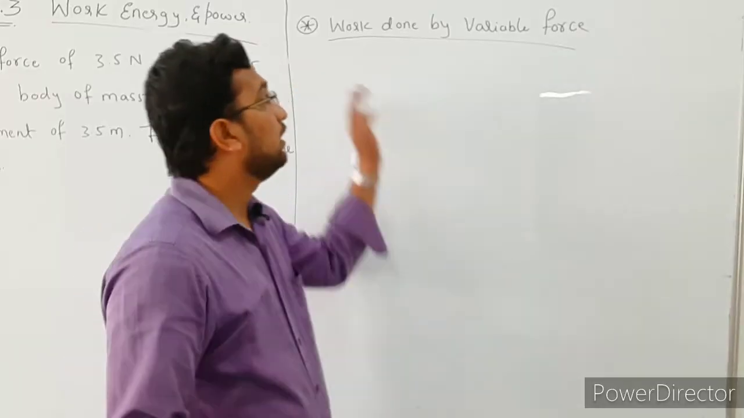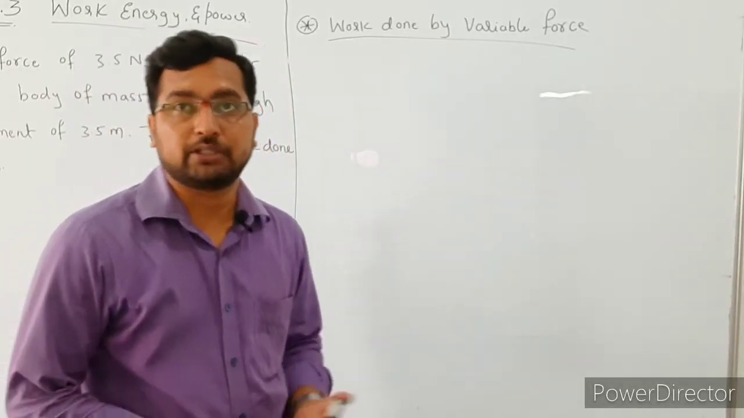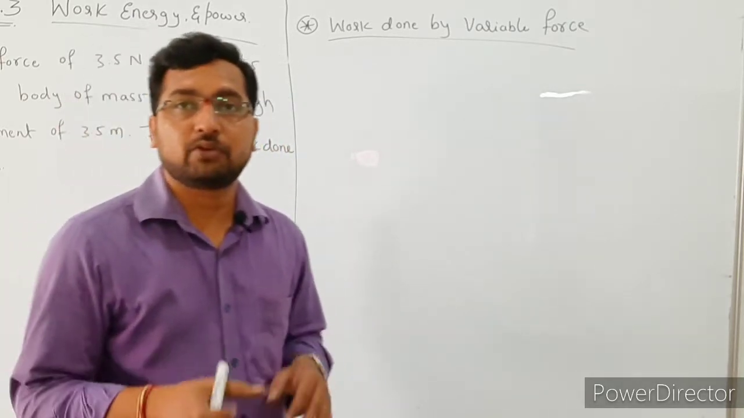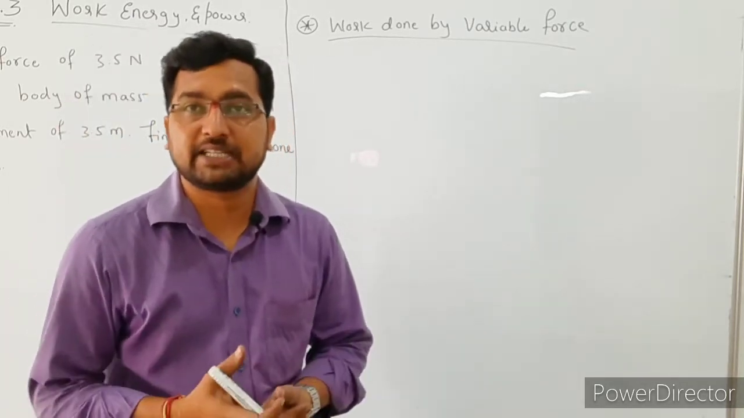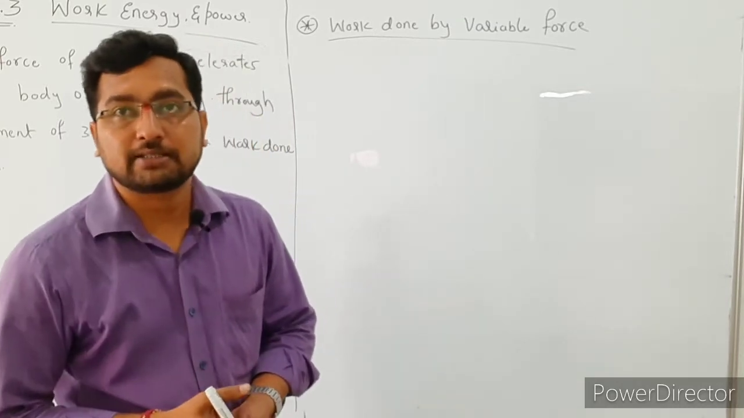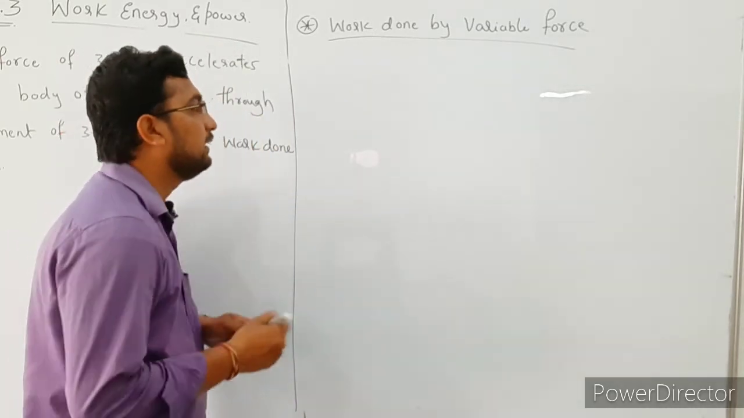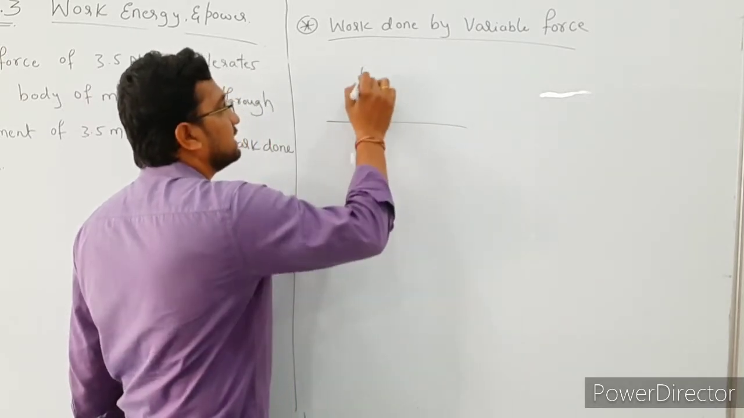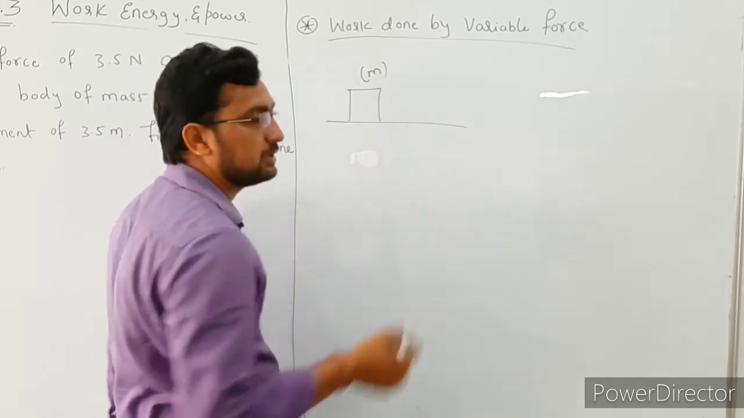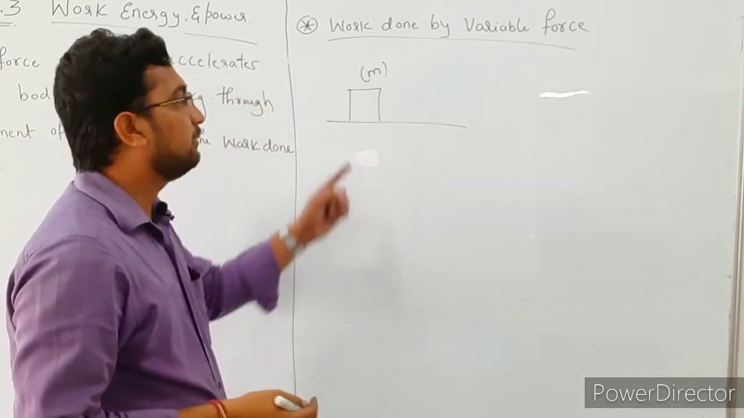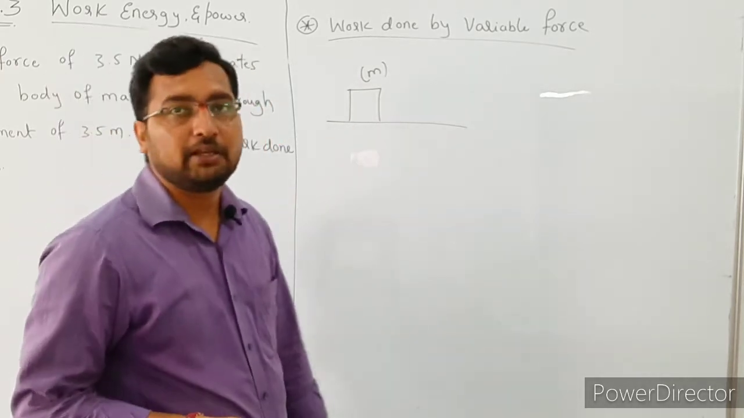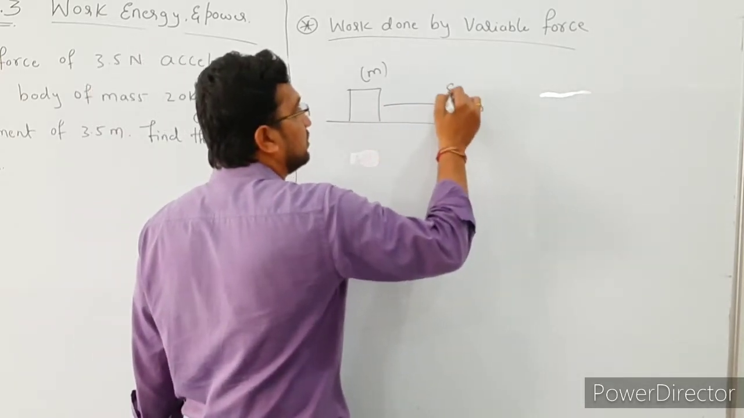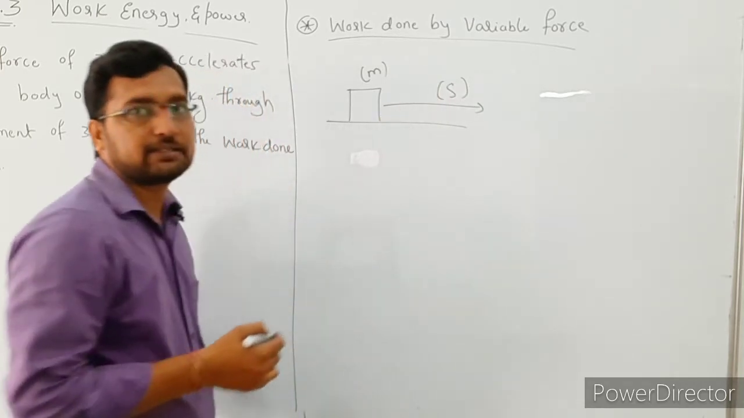The next concept is work done by variable force. Variable force means that the force changes with respect to some other physical quantity. So that is known as the variable force. Here we consider a horizontal surface, and a body of mass m is placed on it. If a variable force is acting on this block, the block is displaced through some distance, that is s.